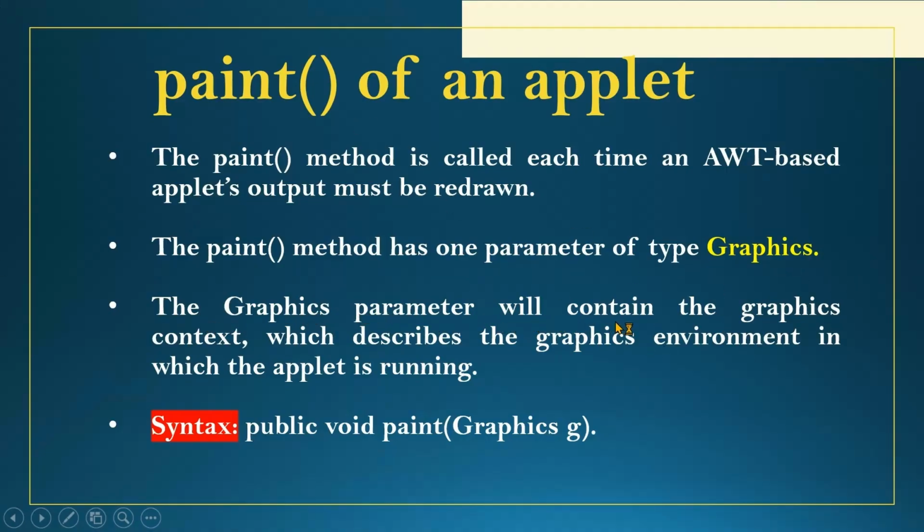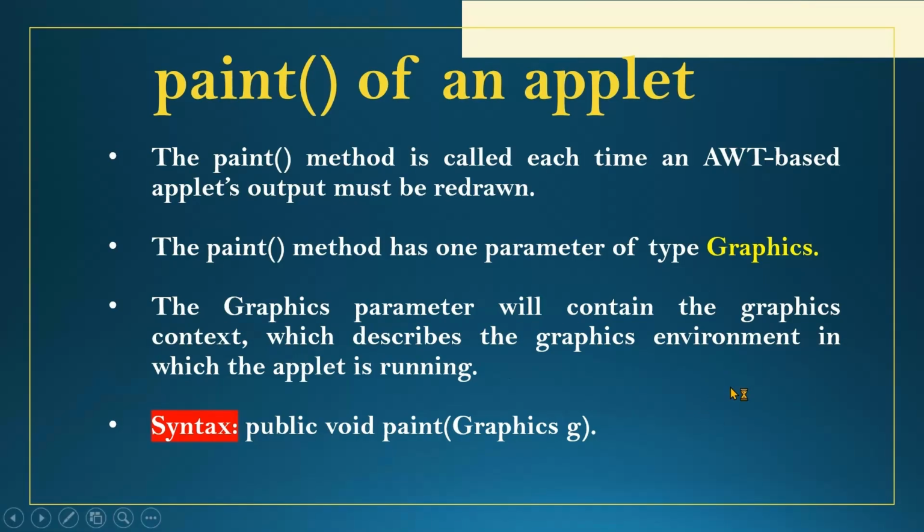The Graphics parameter will contain the graphics context, which describes the graphics environment in which the applet is running. Suppose you want to draw some line, an arc, or a rectangle, predefined methods are available for each and everything, and we can use that. And if you want to write or display some text on screen, we have something called the drawString method.